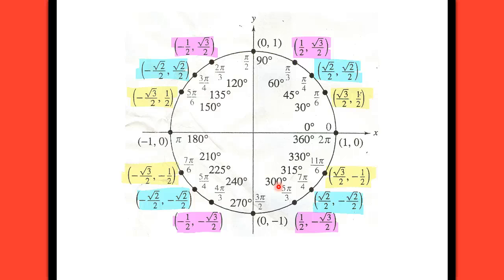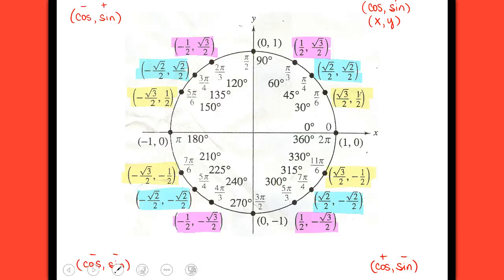Okay, but they still have that plus and minus thing going on, like the signs keep changing. How am I supposed to know that? That goes back to what we were just doing a second ago. ASTC. A, in the first quadrant, all of them are positive. Cosine is the same thing as x. Sine is the same thing as y on a unit circle. So both of those are positive. And sure enough, if you'll notice, every single one of these sine and cosine values was positive.